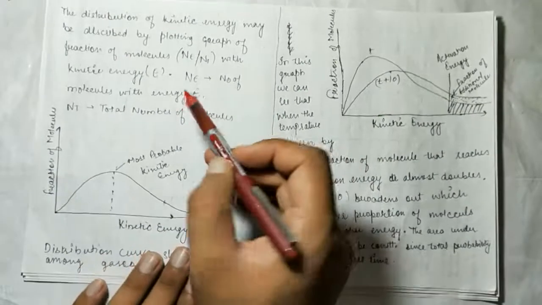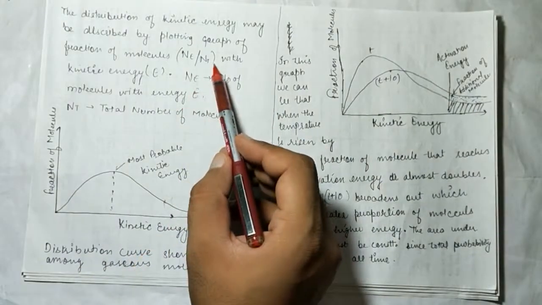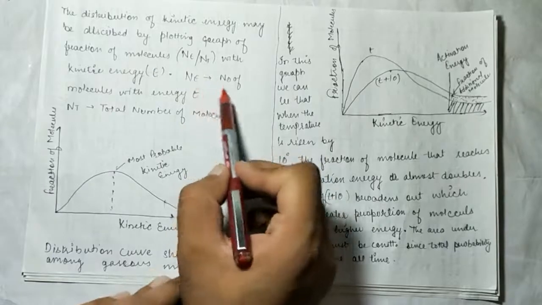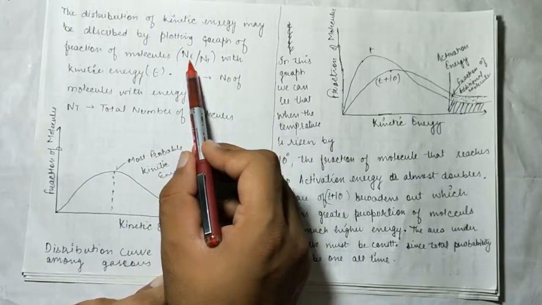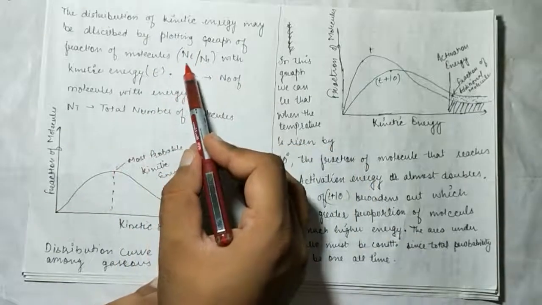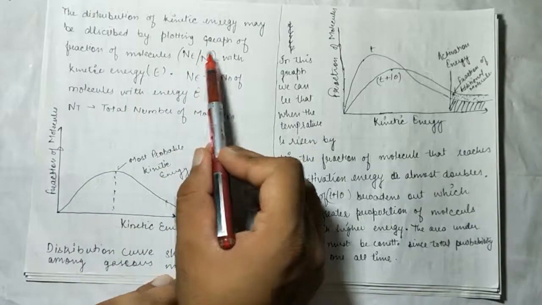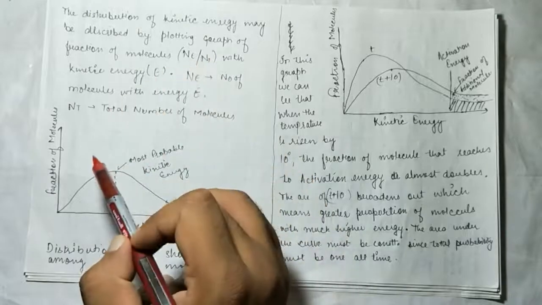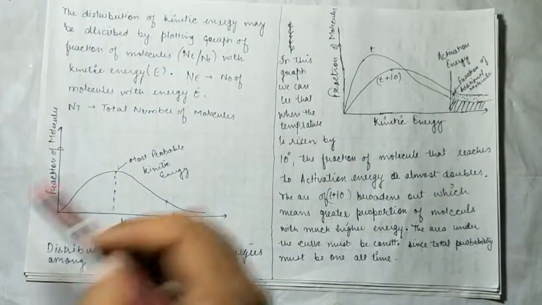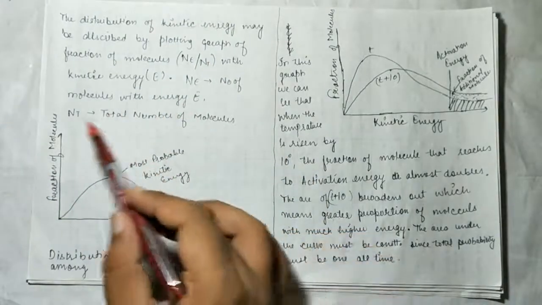He considered Ne upon Nt. Ne is the number of molecules with the energy E. Let's consider the energy of the molecules is E, and Nt is the total number of molecules, so it is the fraction of molecules which are moving to give products. Okay, and this is the graph.